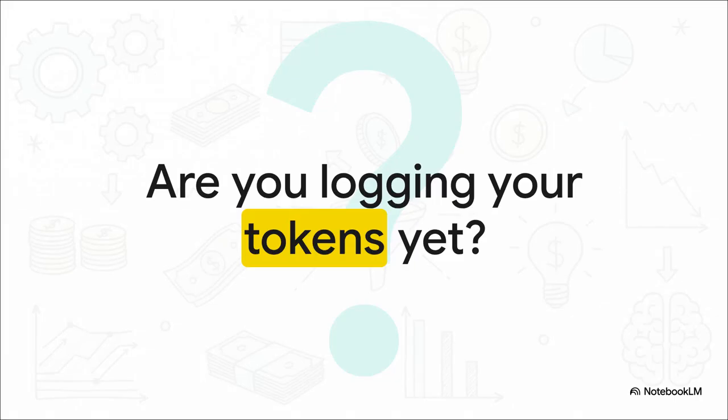Which leaves us with one final thought. As the source material reminds us, you can't cut what you can't see. One rogue user or one bad loop in your code can blow an entire month's budget in a single hour if you aren't paying attention. So the absolute most important question you need to ask your engineering team today is, are you logging your tokens yet? Start tracking, start optimizing, and take control of your AI infrastructure.